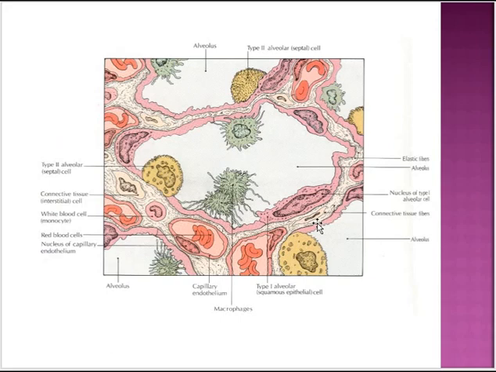Now we are looking at the wall of the alveoli. As I mentioned, there are two types of cells. First of all, type 1 pneumocytes or alveolocytes. Here they are highly attenuated, squamous in shape. Then we have type 2 pneumocytes, or alveolocytes, which have yellow color here. And they are also called septal cells.